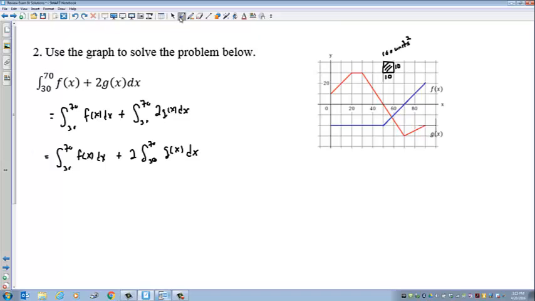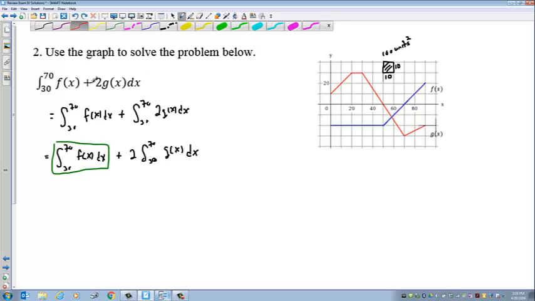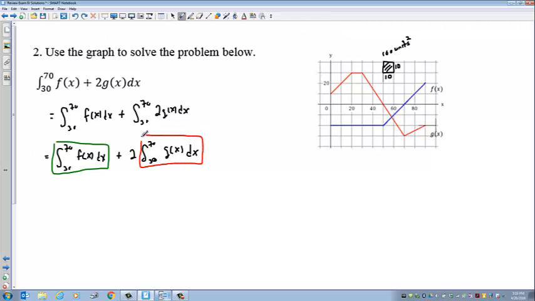And so what we need to do is find these two integrals. I need to find this integral here, and then I need to find this integral here. And if I can find those two numbers, then I can plug them in, add that one plus 2 times that one, and I'm basically done. So let's take a look at the first one.